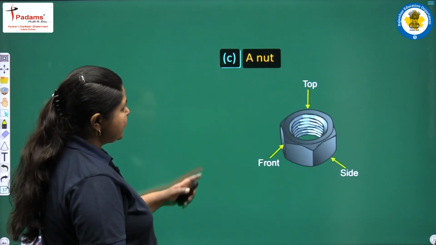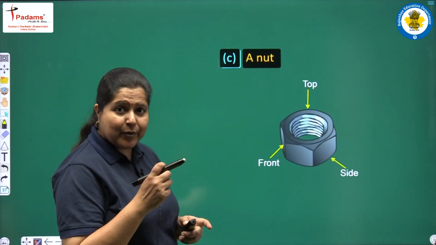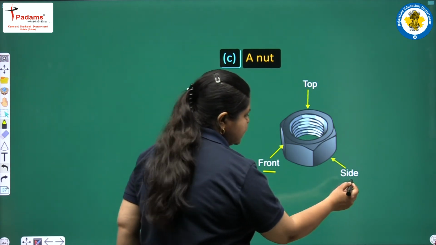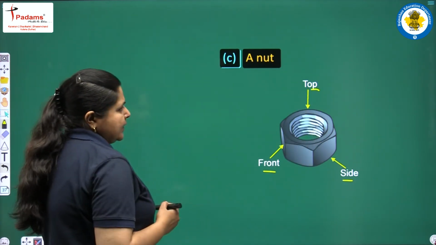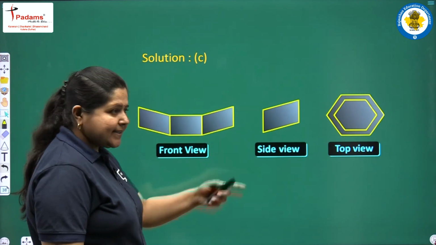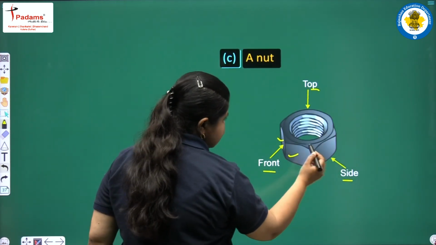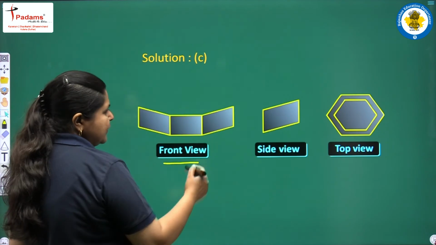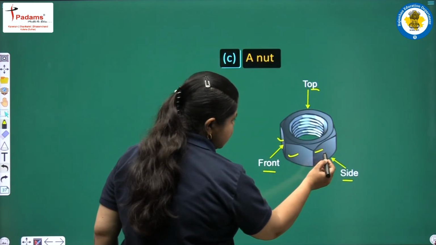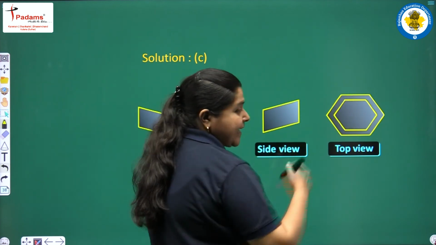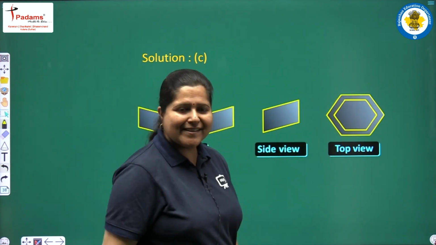Next one is this, a nut here. You must see one at your home. Now you have to draw the 3 views, front view, side view, top view. This is the possible answer. Front view, when you look from the front, you will see this face. So this is the front view. The side view, this will be the side view, this face, and from the top you will be able to see this hexagon. And so this is the answer to this question.